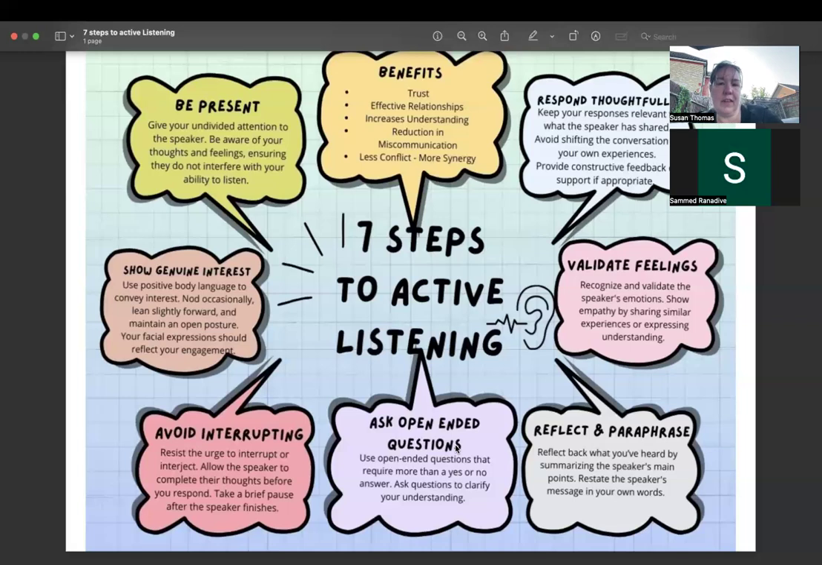So we want to ask for and provide constructive feedback and support. So, how can I further support you? What other resources do you need, et cetera? Has that helped?